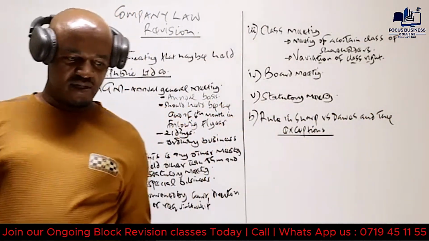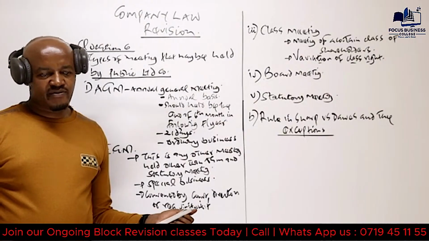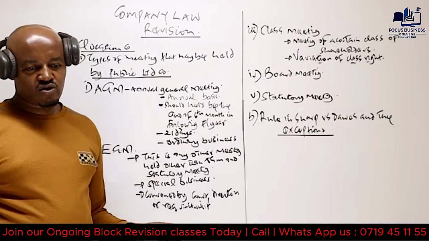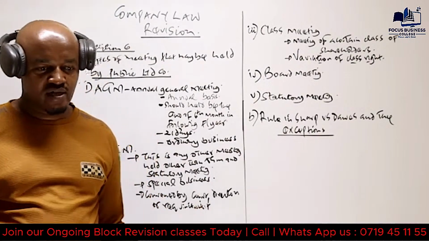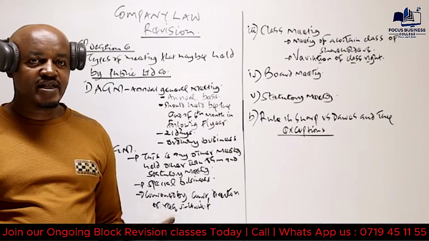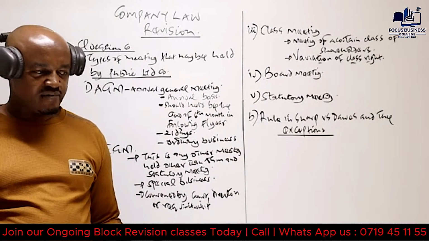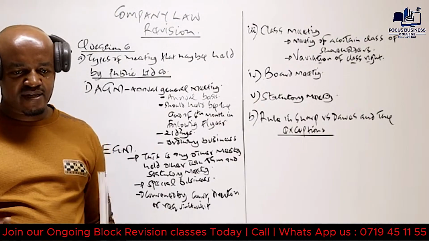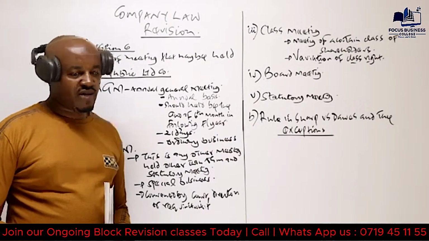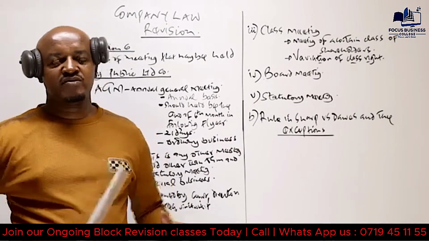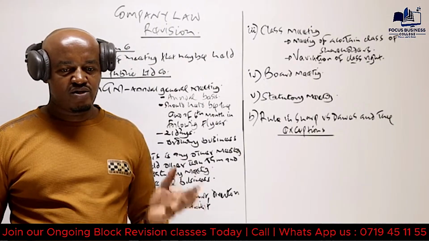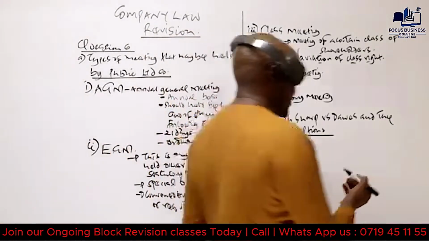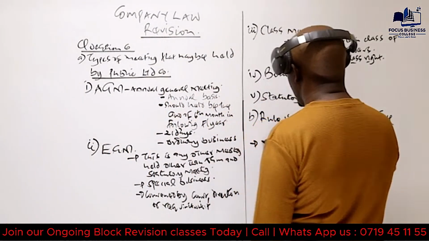The rule in Sharpe versus Davis basically states that a meeting of a company cannot be duly constituted if attended by one person, even if that person is attending the meeting in more than one capacity. You can attend a meeting as a member of the company, and also as a proxy, representing another member. Provided only one person is present, that meeting shall be deemed not properly constituted.